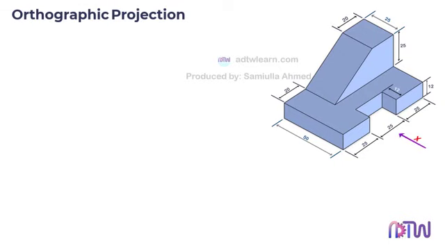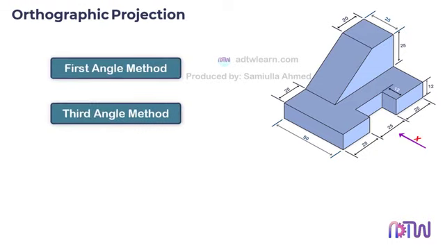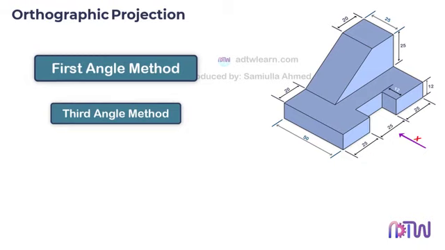Also, in the instructions, they will mention the number of views required to be drawn. If it is not mentioned, then you need to draw at least 3 views of the object. That is the front view, top view, and side view. Also, they will mention which projection method to use, that is, the first angle or third angle method. If it is not mentioned, then you have to draw using the first angle method.